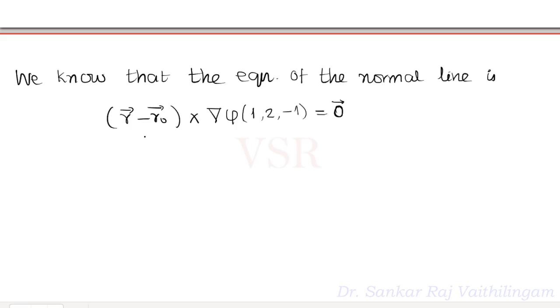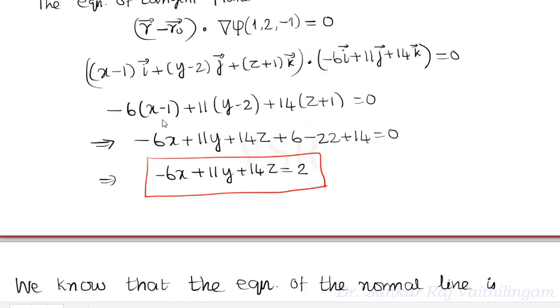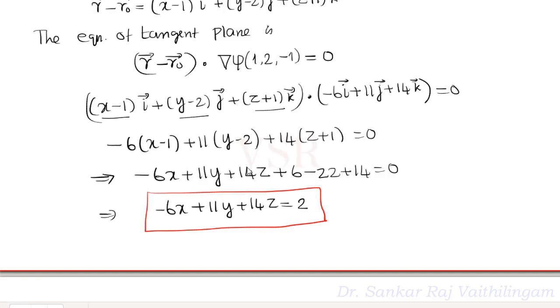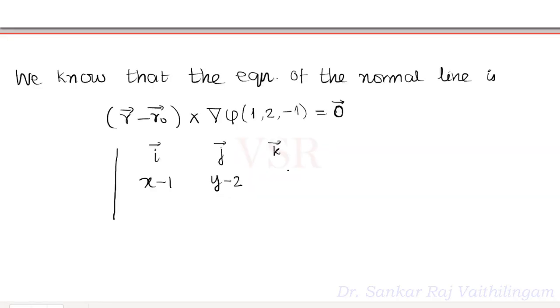So I will write a determinant. This is i vector, this is j vector, this is k vector. Okay, r minus r naught, what is that? We have x minus 1, y minus 2, z plus 1. So x minus 1, y minus 2, z plus 1.